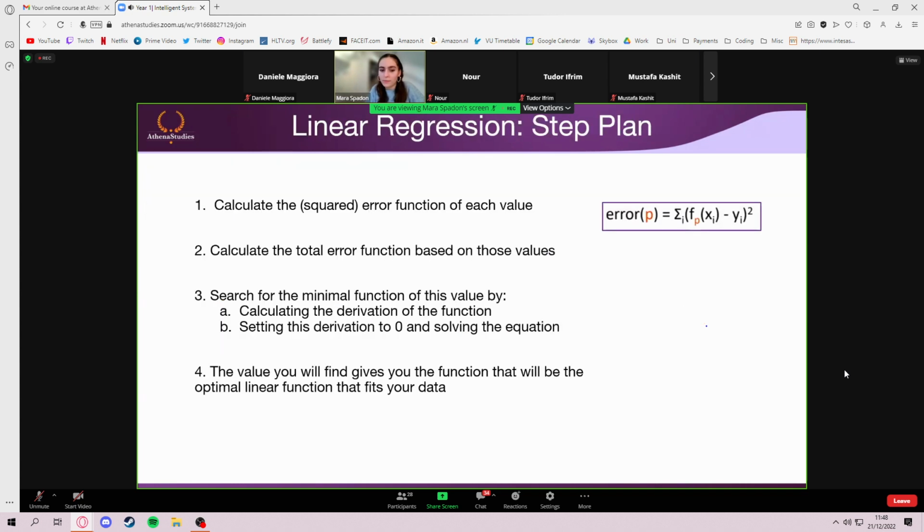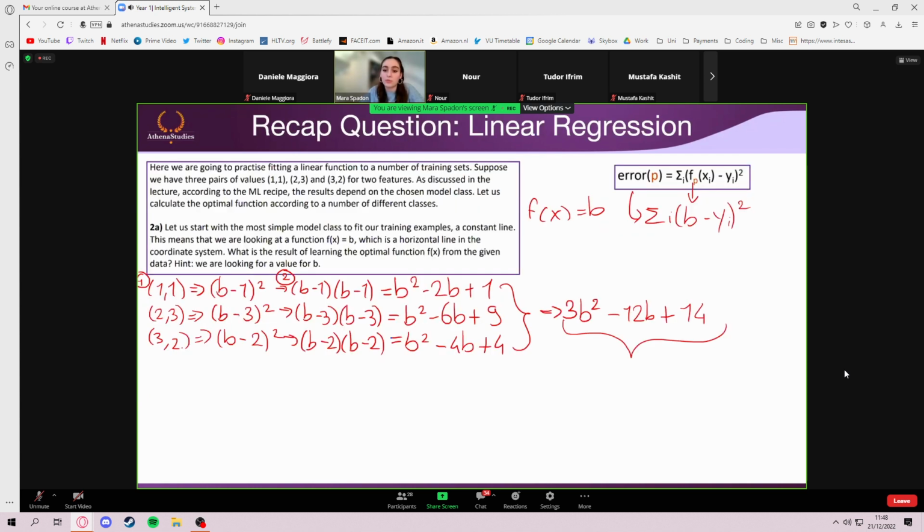Then for step 3, we want to search for the minimal function, so the optimal linear function. We do this by calculating the derivative, setting it equal to 0 and solving it. So if we take the derivative of this error function, what is that? Does anyone know? 6b minus 12, perfect. Exactly. So that's our step A. And for our step B, we set that equal to 0.